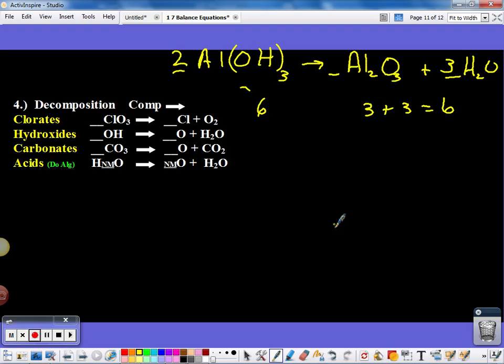Now in your homework for tomorrow, I have given you one with a plus 3 metal, a plus 2 metal, and a plus 1 metal on each one of the decomposition reactions. On your homework you'll have one of each, so you see how to balance them, but you have to recognize which one of the decompositions they are.